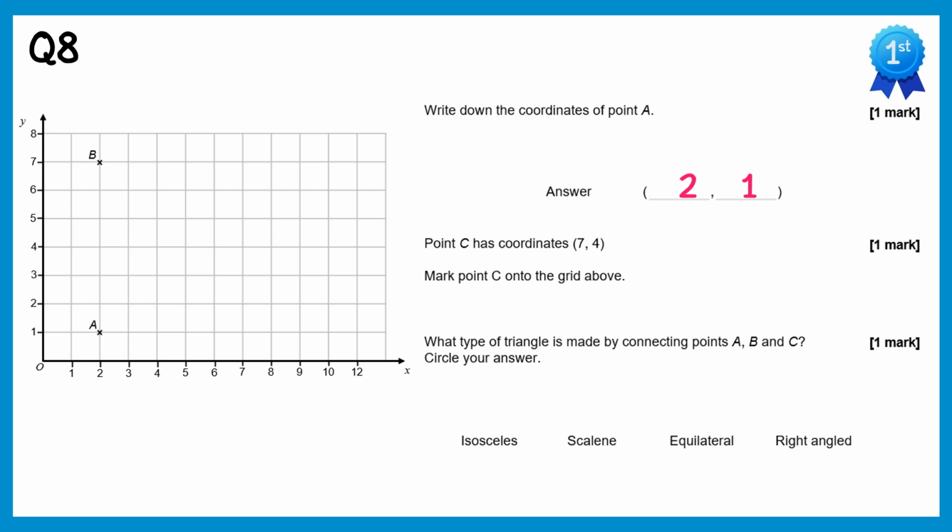For the next part, we're going to plot point C, that's at 7, 4, so 7 on the x and 4 on the y, that goes here, and this is joined up to make a triangle, like this. We need to decide what type of triangle this is. Now these 2 sides here are the same length. This means our triangle has 2 sides of equal length, therefore it's isosceles.